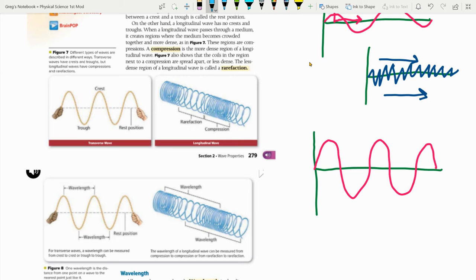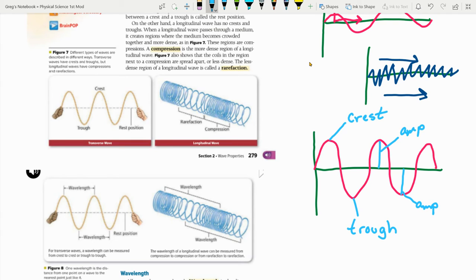I'm sure you learned some of this in middle school. This is the crest of the wave. The lowest point is called the trough. So I have crests and troughs. This area right here, inside here, is called the amplitude, or amps. You can measure it crest to rest or trough to rest. Either way, it doesn't matter. This is the amplitude.